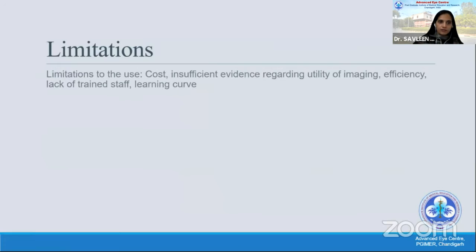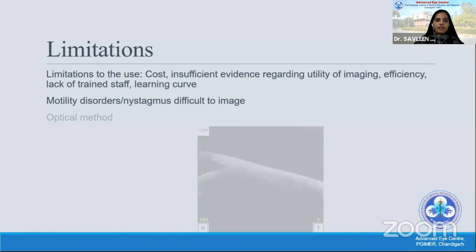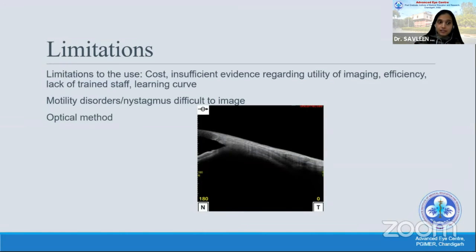Every machine has its limitations. Of course, you need a trained staff, you have a learning curve, and so does the ASOCT. Patients might have some conditions which preclude a good ASOCT, like nystagmus and motility disorders, and you might not be able to move the eye in a particular direction to image the opposite muscle. So in that case, it is difficult. You have patients like buckle.